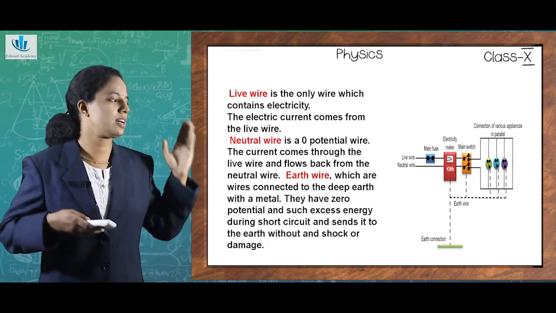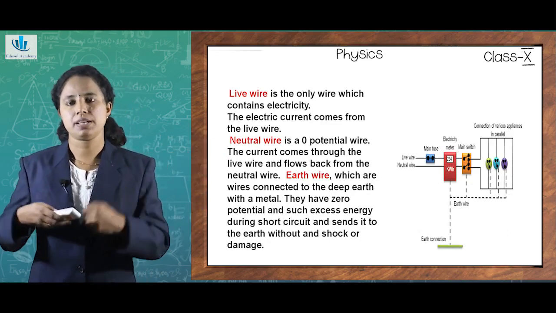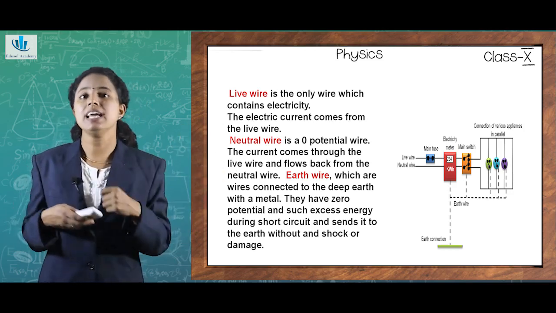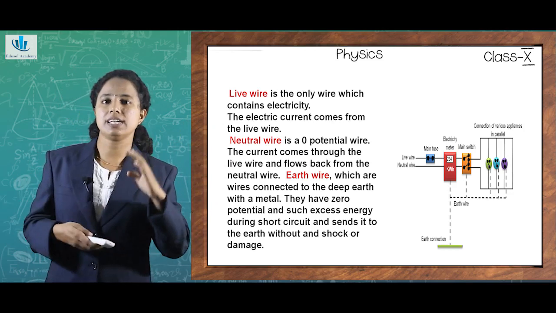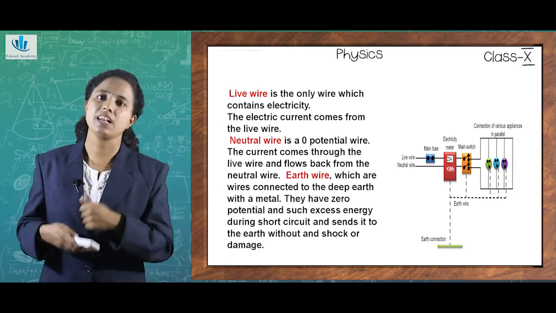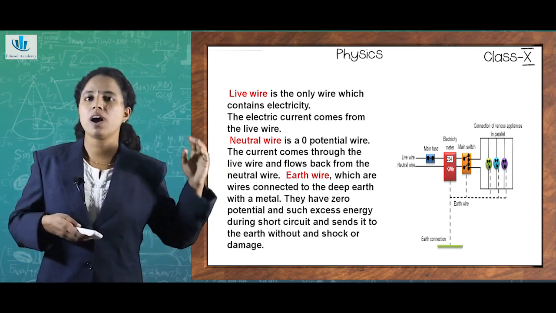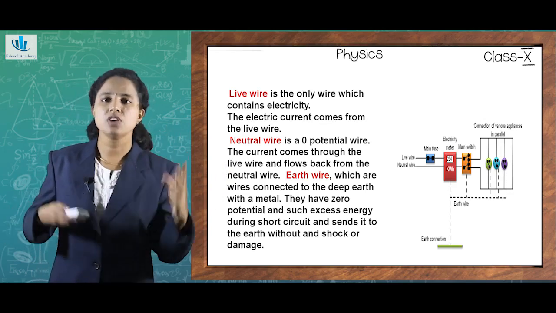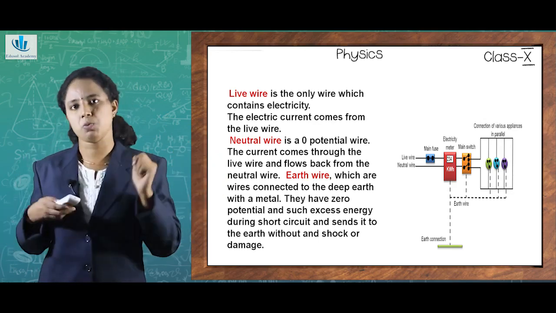So in this particular diagram you can see the different wires which are present. There is a live wire, a neutral wire as well as the earth wire. Live wire is the only wire which contains electricity. The electric current will come from the live wire, as you can see in the particular picture. Whereas a neutral wire, the term neutral means it doesn't have any particular charge, isn't it? So the neutral wire denotes a zero potential wire.